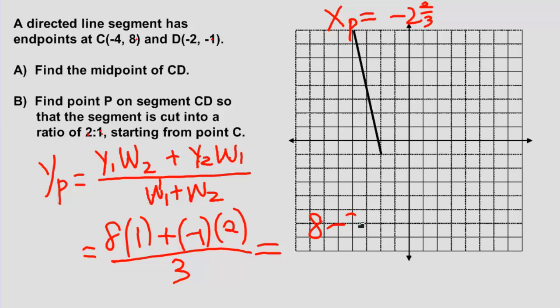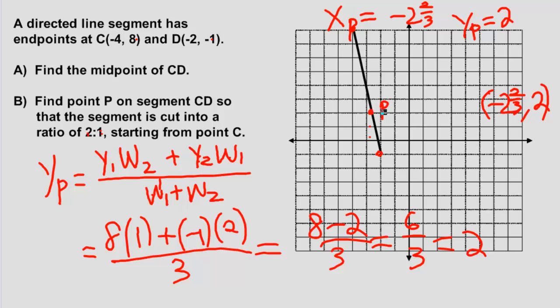So you get 8 minus 2 for your numerator, 3 for the bottom, and your y value is 2. So this partitioning point that we need here, starting at point C and going to point D, is at negative 2 2/3, comma 2. If we plot that, we should be on this segment, or else we goofed. So -2 2/3, comma 2 would be right here. That is my point P. That means this segment will be twice the length of this bottom segment. Hence the 2-to-1 ratio.